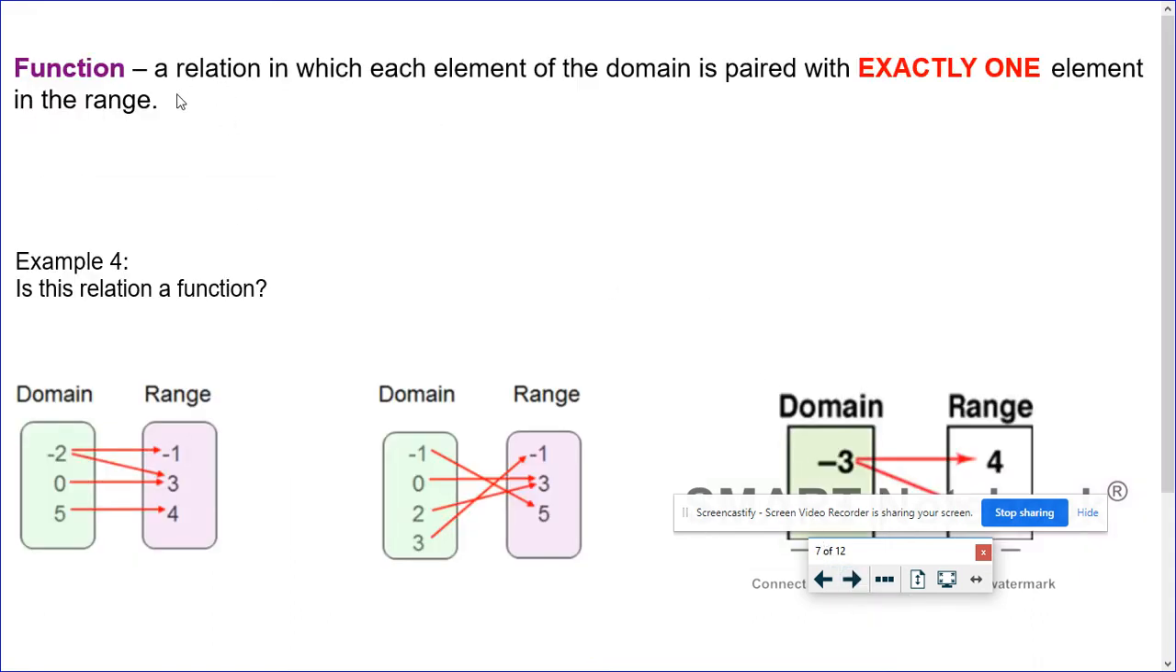A function is a relation in which each element of the domain is paired with exactly one element in the range. So is this relation a function? It has to be exactly one. So where you look is in the domain, do you see a place where there's more than one arrow coming out? In this case, there is, so this is not a function.